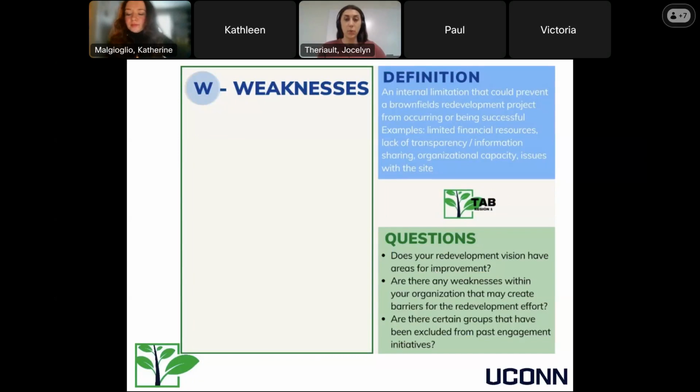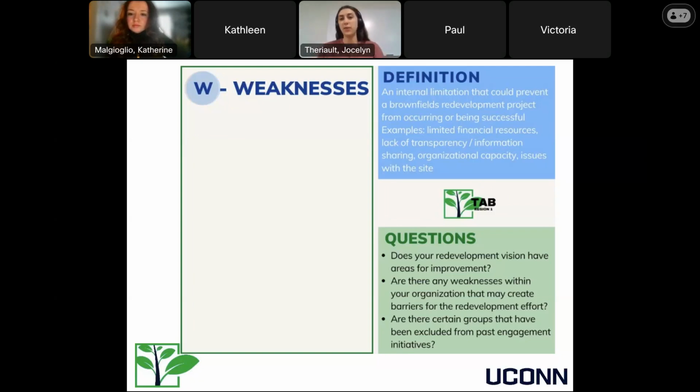Switching now to weaknesses, these can be defined as, again, internal limitations that could prevent a brownfields redevelopment project from occurring or from being successful. Examples of this oftentimes may look like the reverse of what your strengths are. So limited financial resources, lack of transparency and information sharing, lack of organizational capacity, or even issues with the redevelopment site itself.